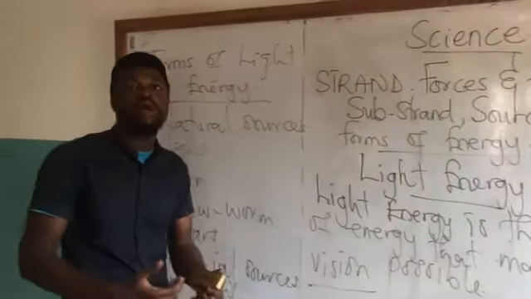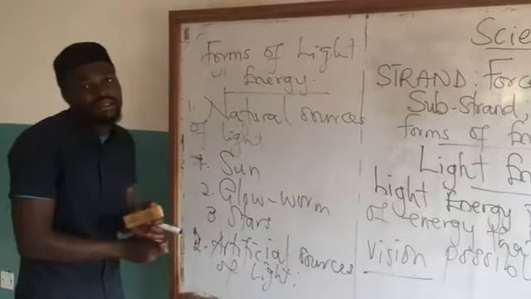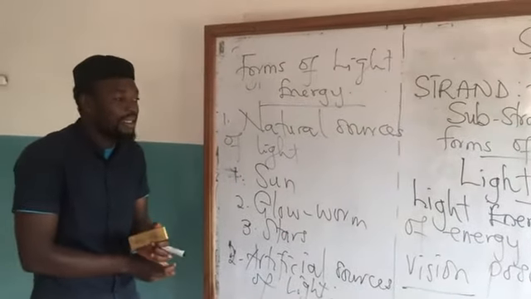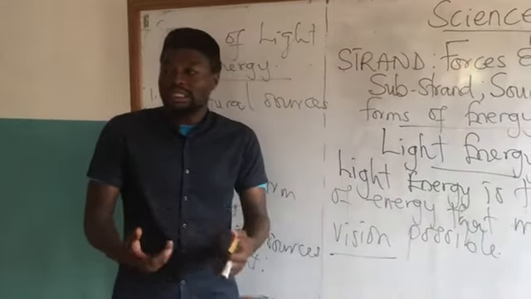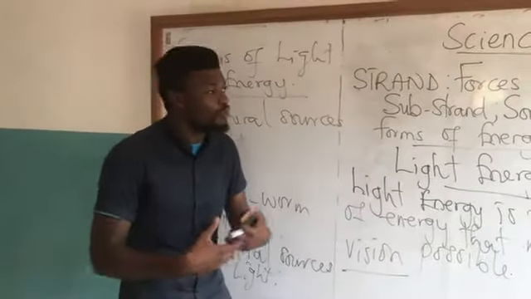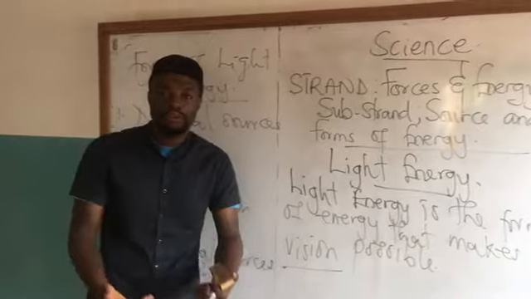So at night we will not see the sun, isn't it? We will not see the sun. But definitely there will be stars at night. But what will enable us to see in our various rooms? So mankind created what? Artificial sources of light.